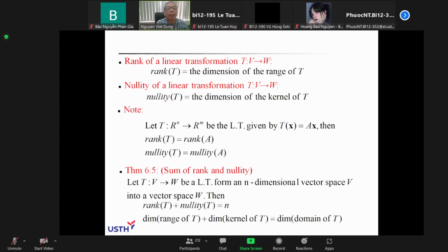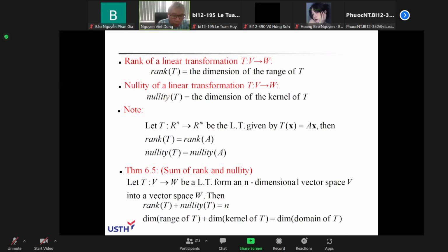Next, we give some names. The rank of T, that is the dimension of the range of T. The rank is the dimension of the range. The nullity of a linear transformation T is the dimension of the kernel of T. And once again, in case the linear transformation T is given by a matrix A, then the rank of T equals the rank of the matrix A, and the nullity of T equals the nullity of A. Then we get back to what we studied already for a matrix A.